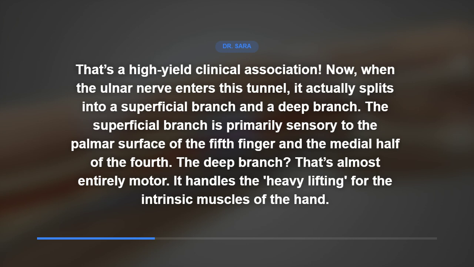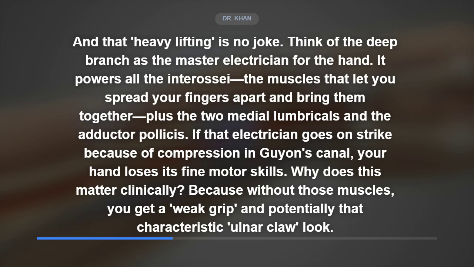Now, when the ulnar nerve enters this tunnel, it actually splits into a superficial branch and a deep branch. The superficial branch is primarily sensory to the palmar surface of the fifth finger and the medial half of the fourth. The deep branch? That's almost entirely motor. It handles the heavy lifting for the intrinsic muscles of the hand.